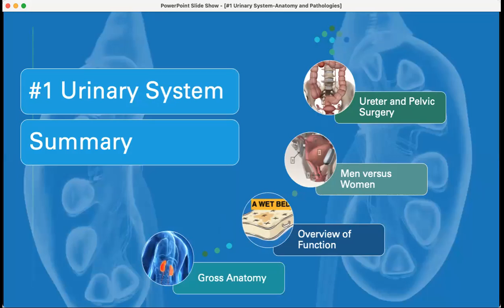In summary, we went over the gross anatomy, where the kidneys sit retroperitoneal, some of the functions, the endocrine functions, along with acid base, toxic waste, and then men versus women. Why it's really important to make sure that men get evaluated if they're presenting with recurrent urinary tract infections. And then the ureter and the pelvic surgery, that risk.